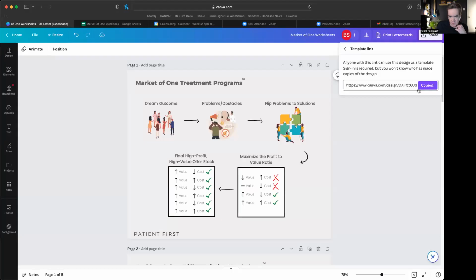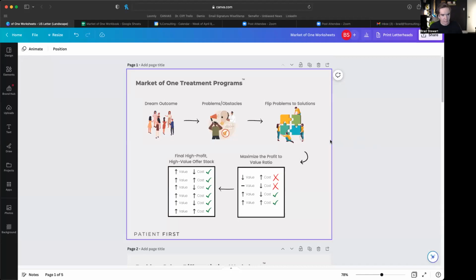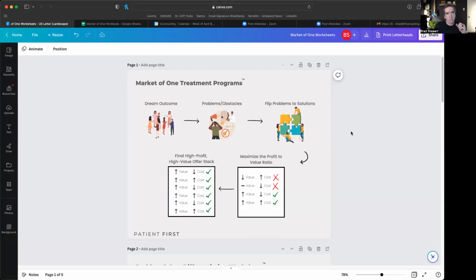I'm going to share my screen and just go through this Canva template, because from a high level, this first page talks about what we're doing here. When we think about developing a treatment program, really what we're trying to do is read the patient's mind, and see all of the objections, concerns, problems and obstacles that they might perceive they would run into, and then how do we create solutions that address those problems.